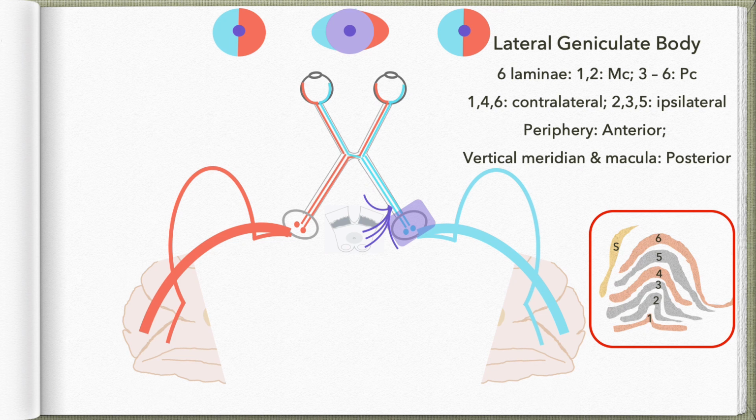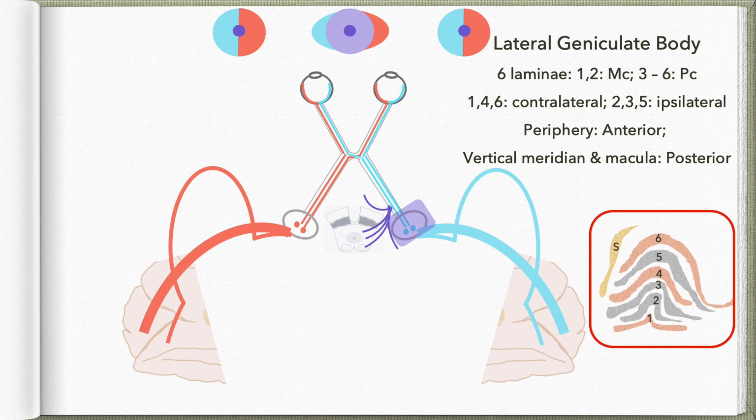You will remember that each optic tract has ipsilateral temporal retinal fibers and contralateral nasal retinal fibers. So within the lateral geniculate body, laminae 1, 4 and 6 will receive information from the contralateral nasal half of the retina, and laminae 2, 3 and 5 will receive information from the ipsilateral temporal half of the retina. And within the lateral geniculate body, there is also visuotopic arrangement, that is the periphery of the retina is represented more anteriorly, whereas the vertical meridian including the macula will be represented more posteriorly.